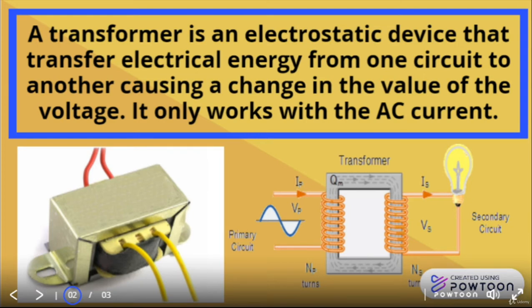This device transfers the electrical energy from one circuit to another circuit, causing a change in the value of the voltage. That means that this component changes the value of the voltage. For example, it changes from 220 volts to 12 volts. It only works with AC current, which means that this device can't work with DC current. Let's see.